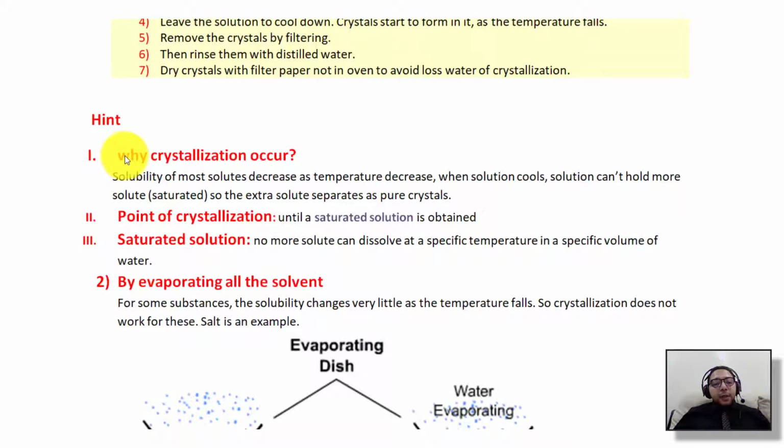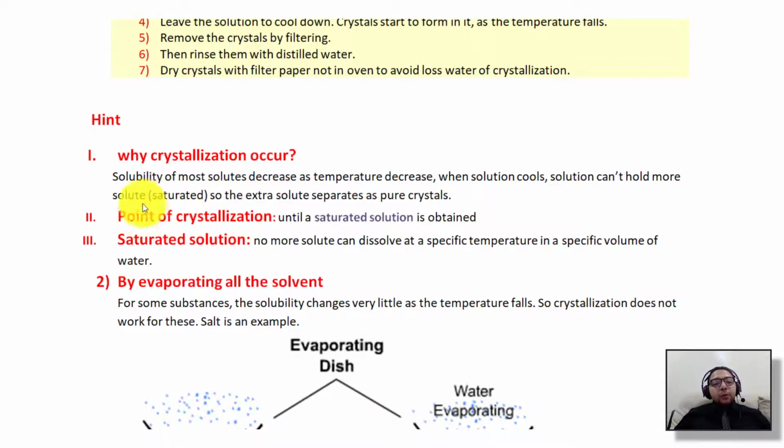We have a couple of hints here. The first point: why does crystallization occur? The solubility of most solutes decreases as temperature decreases. So as the temperature drops, the solubility decreases. When the solution cools, it can't hold more solute, so the extra solute separates as pure crystals.